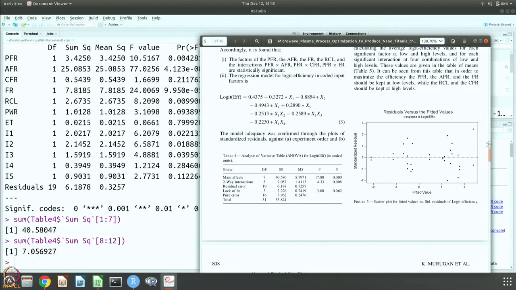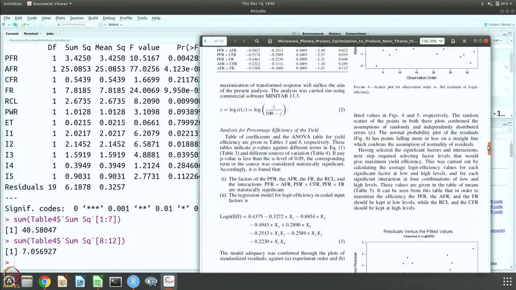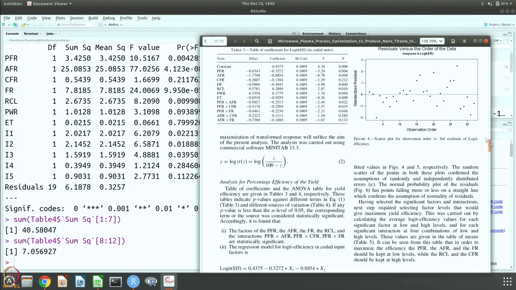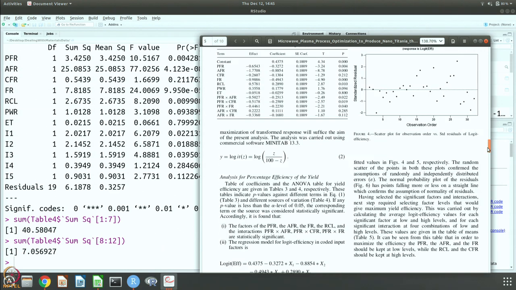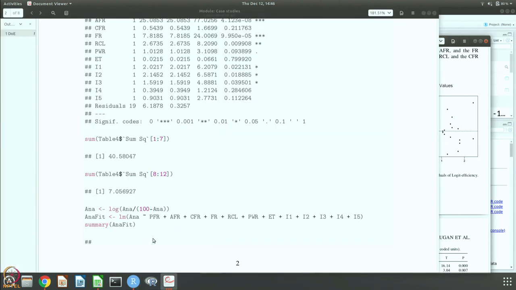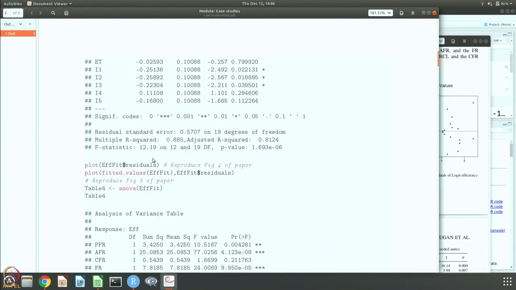And of course, we also want to reproduce the figures 4 and 5, which is the scatter plot of observation versus residuals. Of course, I do not have the data in observation order, so this will be slightly jumbled up, but you can look at the presentation where the observation order is also available, so you can get it in that format. And here is the fitted value versus residuals. So, let us do those two plots now. They can also be done rather straightforward.